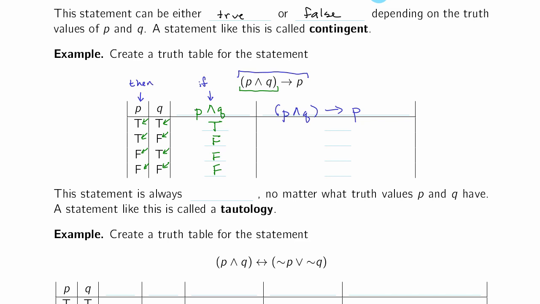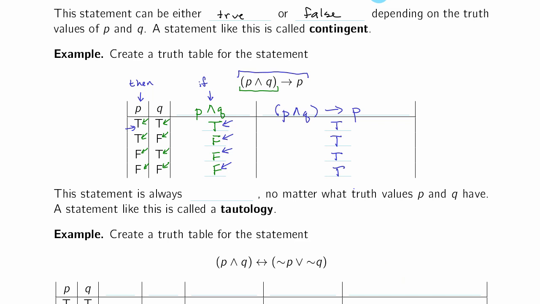So let's recall, if-then: when the if part is true, the then part has to be true. So if true, we need to look at the then part. True, the if-then is true. When the if part is false, the if-then is true automatically.